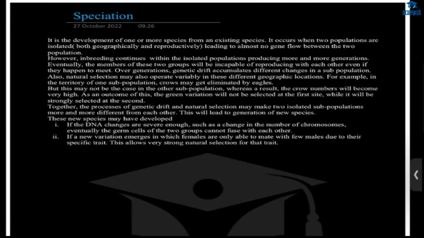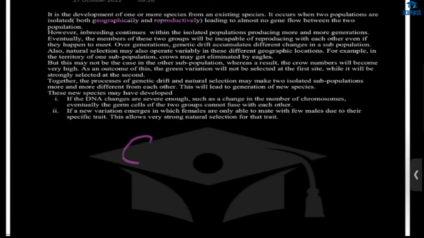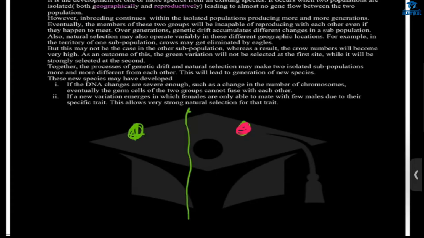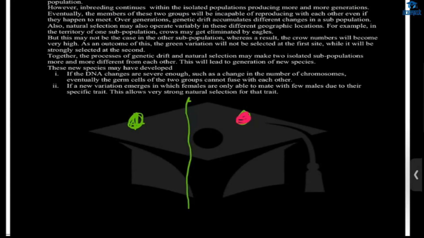How does this happen? It happens when two populations are isolated, both geographically and reproductively. Because of that, genes will not flow between them, and what will happen? Their interbreeding will not continue, but the breeding within themselves will continue, and more generations will be produced. Suppose one group is here and the second group is separated. They are in some other place and they are in some other place. Now here, what will happen? In this group, many individuals are here, and in this one also, many individuals are here. Okay.